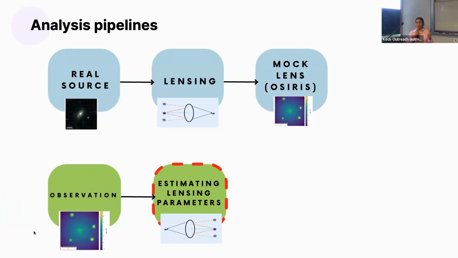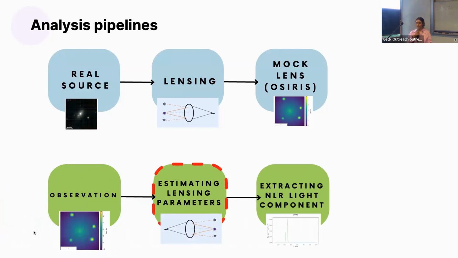From here, I can then recover that extended narrow line emission. Again, I need to make sure that the light that I'm seeing is light from the narrow line region. I can extract that spectrum, and then the last thing is to calculate the flux ratios.